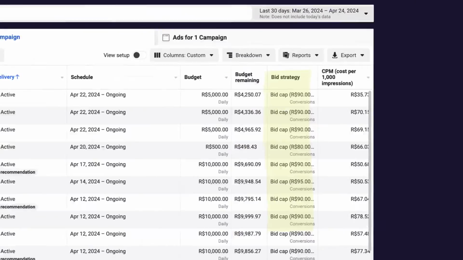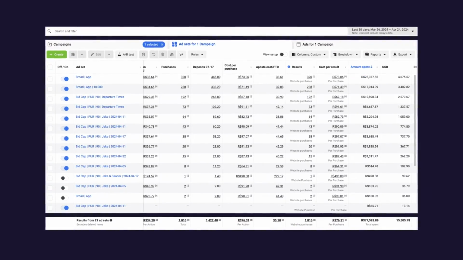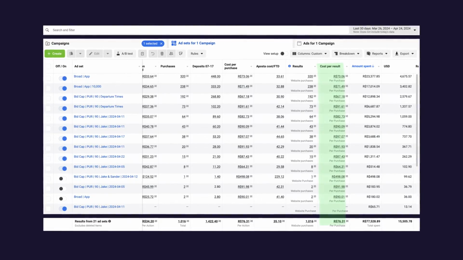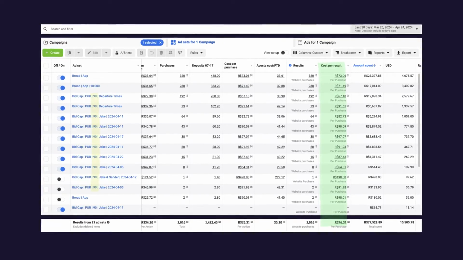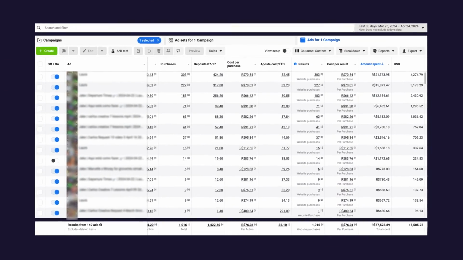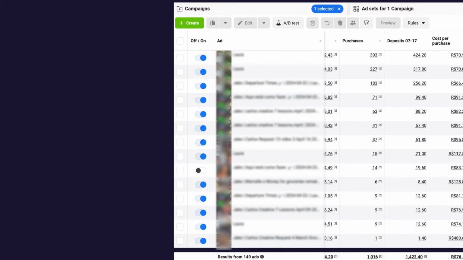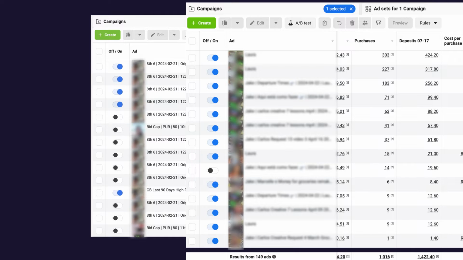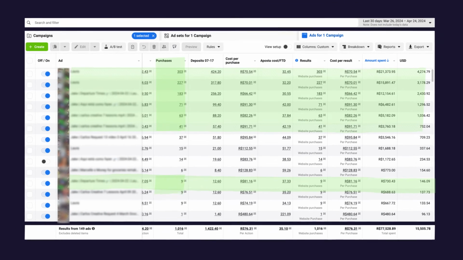You can see that again, the cost per purchase in reality is lower than the bid cap that I have set. The cost per purchase is actually 76, which is a lot lower than the 90 where the bid cap is set. That's because we do a lot more creative testing and the creatives are just that much better. Now, when we look at the ad level, you can see that there are new creatives, other than in the other ad account that I showed you, that are getting all the spend and all the purchases.